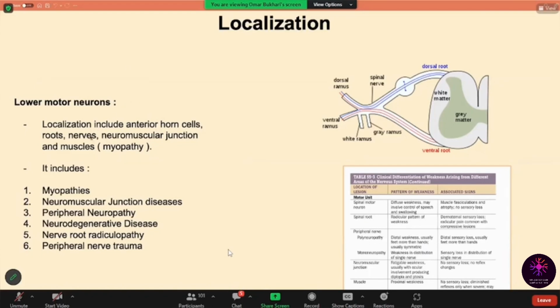Lower motor neurons, for example, the anterior horn cells, nerve root, peripheral nerves, neuromuscular junction, and muscle, for example, myopathy. Like I said before, myopathies, NMJ disorders, for example, myasthenia gravis and Lambert-Eaton, peripheral neuropathy, neurodegenerative diseases, nerve root radiculopathy, such as nerve root compressions, peripheral nerve trauma.